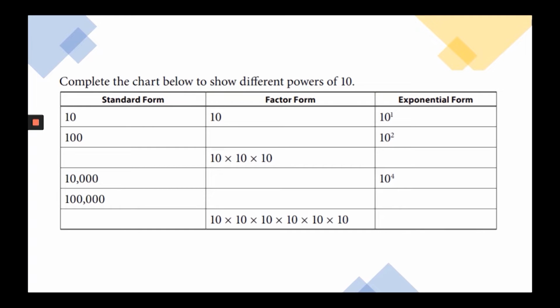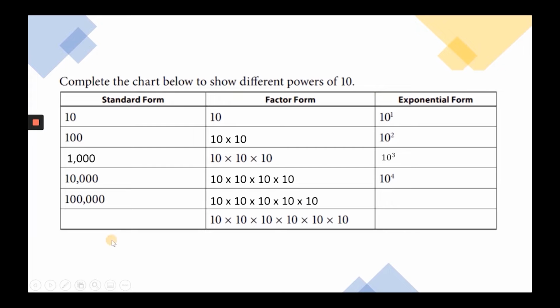So how did you do? Let's take a look. So we already had the first row done for us. 10 is the standard form, 10 is the factor form, and 10 to the first power is the exponential form. For 100, it would be 10 times 10, and that's 10 to the second power. So what if we have 10 times 10 times 10? What's the standard form? 1,000. And the exponential form is 10 to the third power. For 10,000, we would have 10 times 10 times 10 times 10. And the exponential form is 10 to the fourth power.